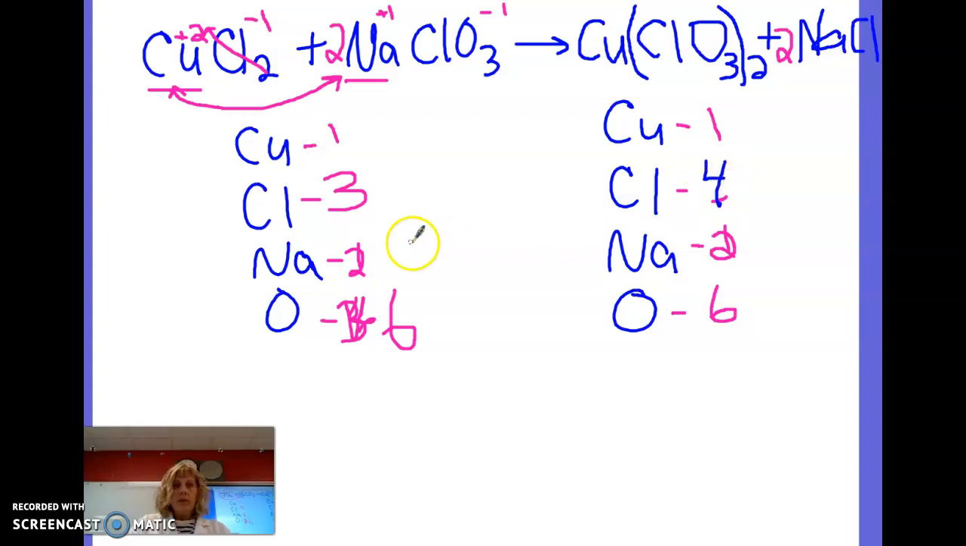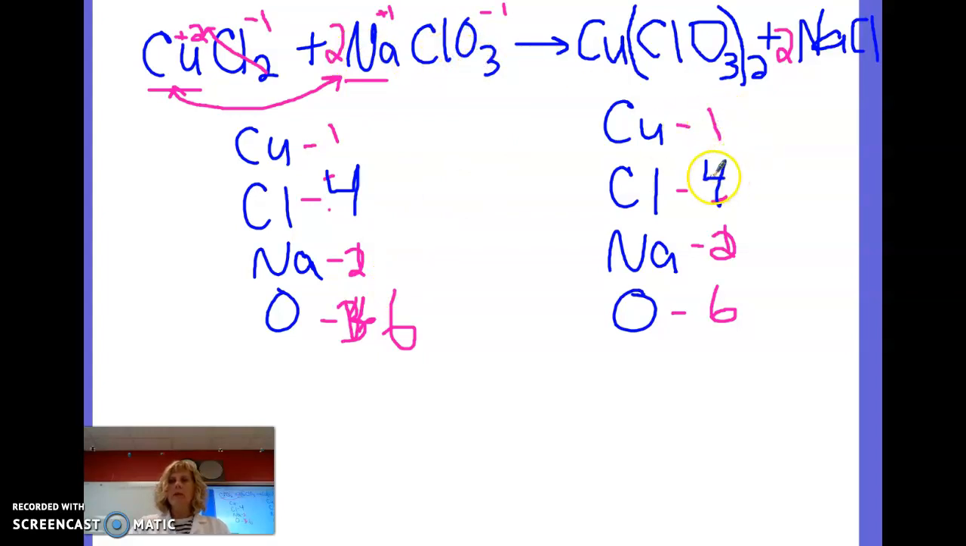So now my chlorine's not balanced. What am I going to do? Oh, wait a minute. Actually, yes, it is. I forgot to change this when I put that 2 in front. So my chlorine, I have 2 chlorine here and 2 chlorine here, so I actually have 4. All right, so just double checking. I have 1 copper. I have 2 plus 2 chlorine, so 4, 2 sodium, and 2 times 3 or 6 oxygen.